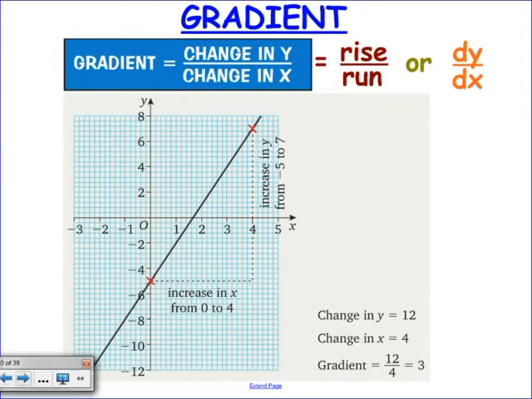So here I've got a rise of 12 and a run of 4. So 12 divided by 4 tells me it's got a gradient of 3. The steeper the gradient, the more it goes that way. If you have a negative gradient, it goes past the 12 o'clock and it will be that side of the graph, okay?